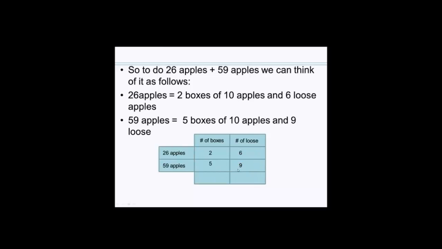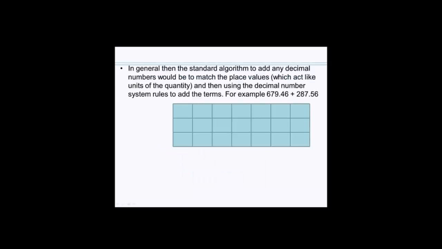So 6 and 9 loose apples. One of the 6 apples we can put into the 9 apples and make 1 box out of it. And then we have only 5 loose apples left. So 5 loose apples, and then 8 boxes. And that is the process of adding counting numbers or whole numbers, and in fact any decimal numbers.